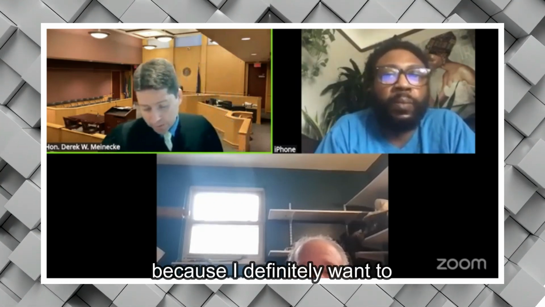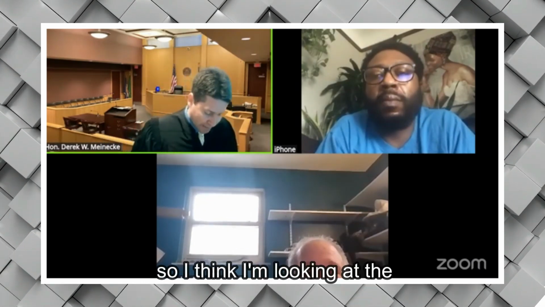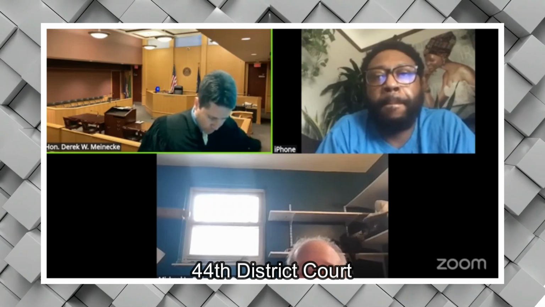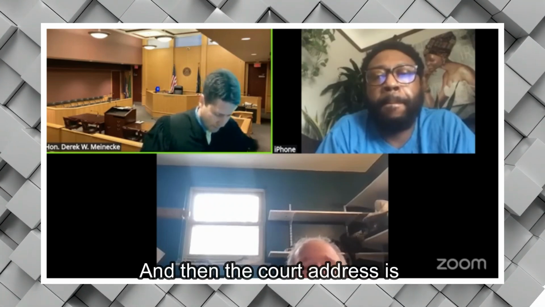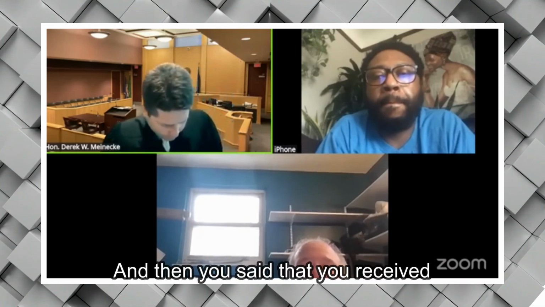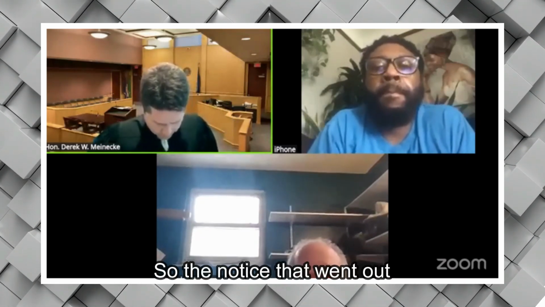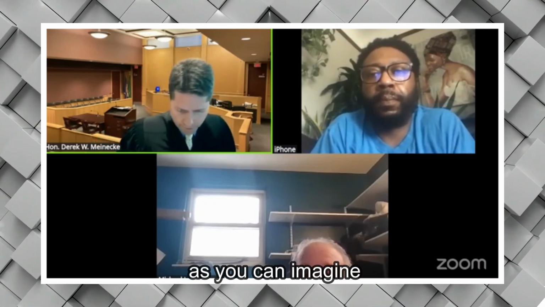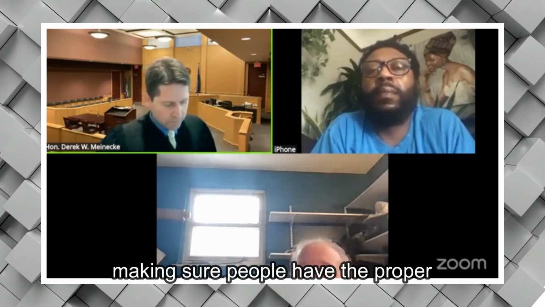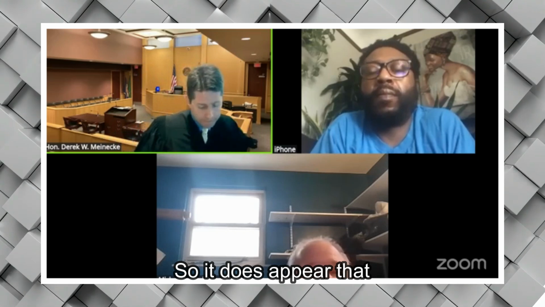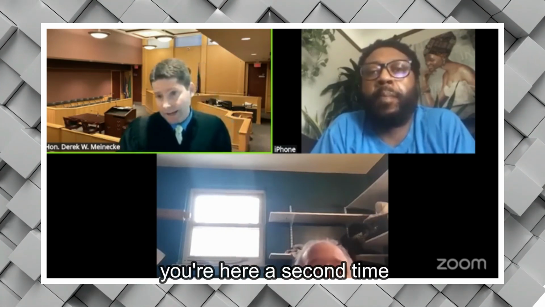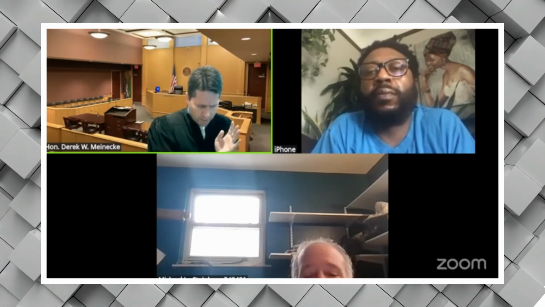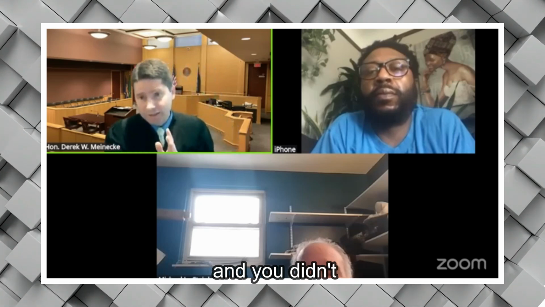So I definitely want to make sure that people know where they're supposed to be. So I think I'm looking at the same ticket that you had. So it says on the ticket, 44th District Court, Royal Oak. And then the court address is on there. And then you said that you received notice. So the notice that went out would have had the Zoom instructions. Again, Mr. Myrick, as you can imagine, I'm always very concerned in making sure people have the proper notification and all of that. So it does appear that you're here a second time. The only thing that I was, now looking at the file here, you were ordered to post a bond and you didn't.